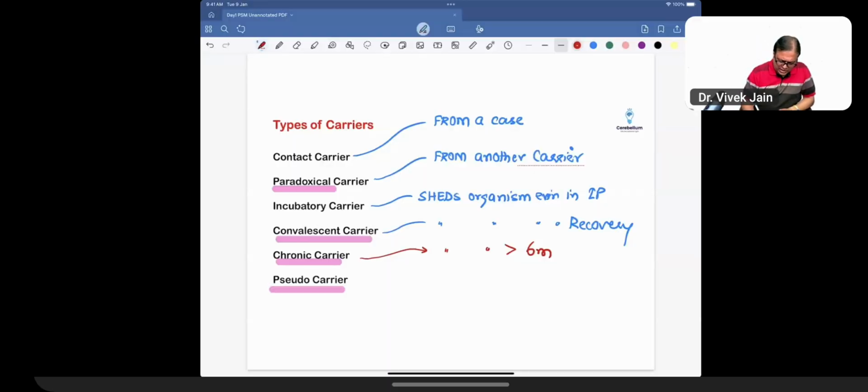And latest question, pseudo carrier is a carrier. So don't say it's not a carrier. It is a carrier, but of, yes, that is the correct answer, a virulent organism.